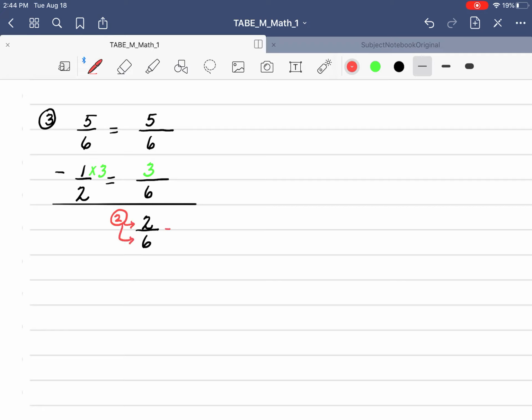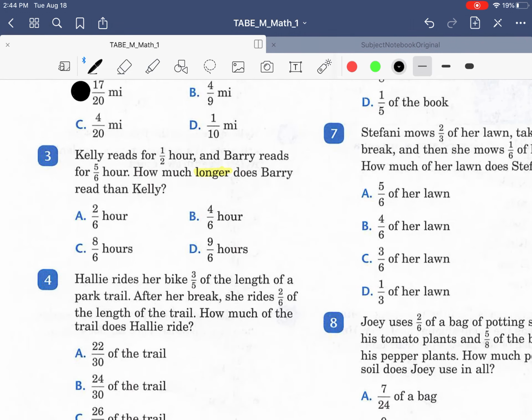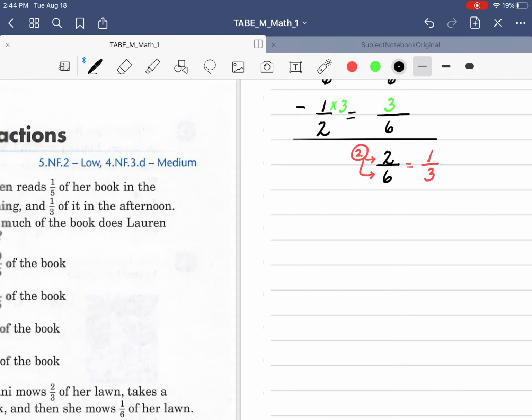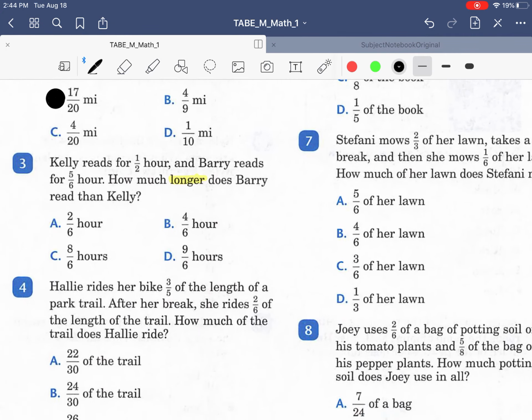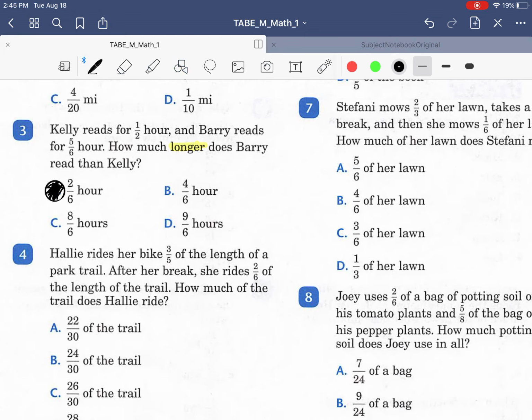2/6. That will actually reduce down to 1/3. And I'm not sure which of these answers they're going to want. So let's look back over here and see. What were my choices? 2/6 or 1/3. And they actually want the 2/6. They have not reduced it. It could be either one. So the answer to 3 is A.